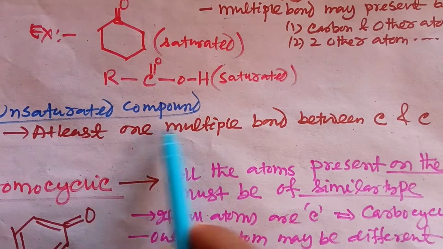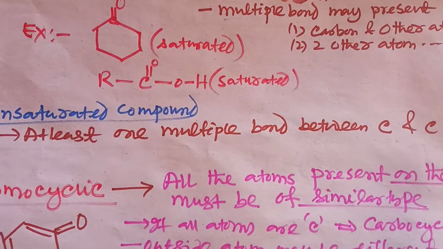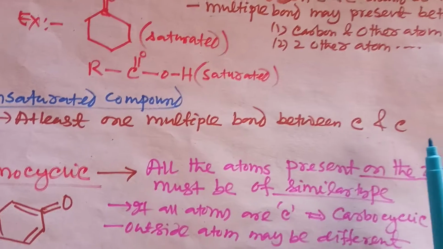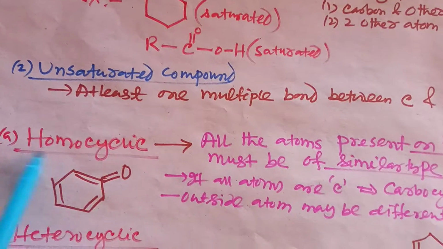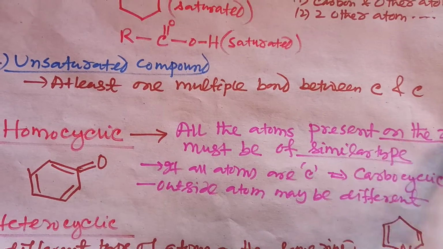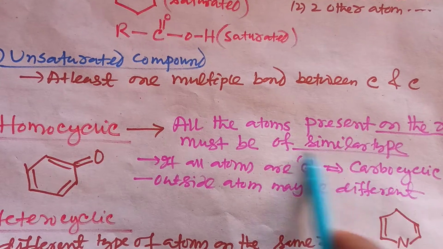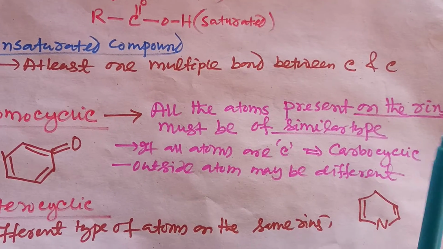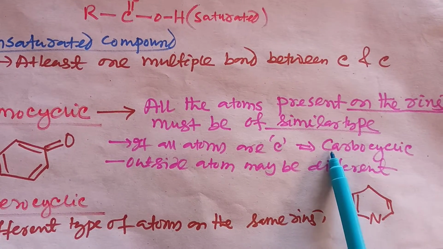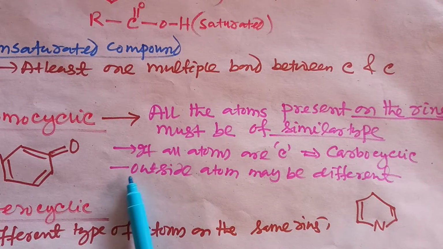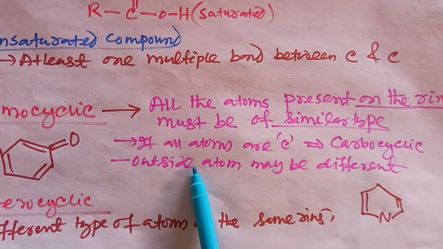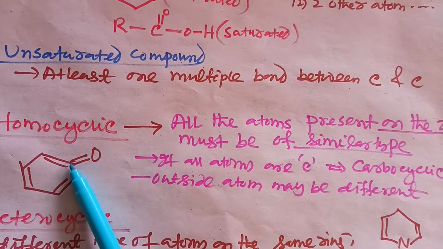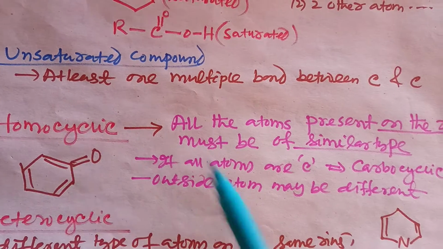Unsaturated compound: at least one multiple bond between a carbon and carbon. If there is one multiple bond between carbon and carbon, then that compound will be an unsaturated compound. Then homocyclic compound: if all the atoms present on the ring are of a similar type, that means the same atom is present on the ring, then that will be your homocyclic compound. If all atoms are carbon, then that will be carbocyclic. The atoms present outside the ring may be different, there is no issue. So this is oxygen, but the ring contains all carbon atoms, so it will be homocyclic.